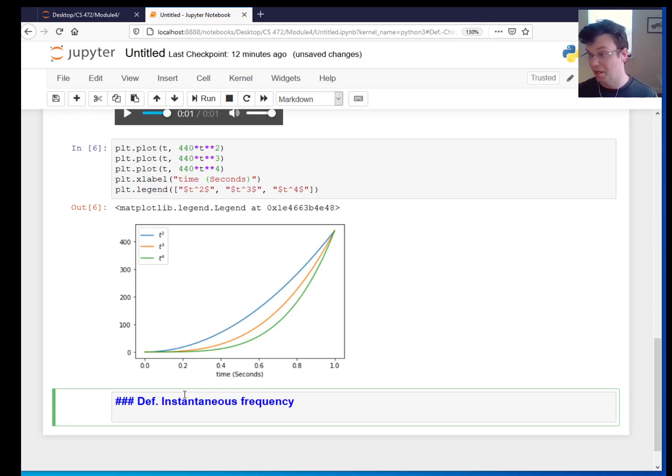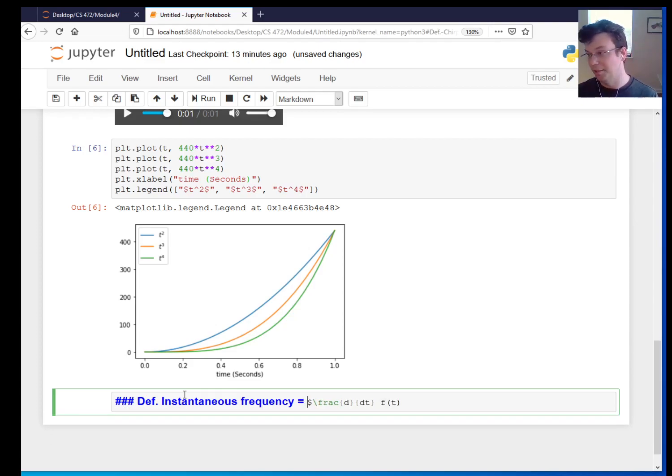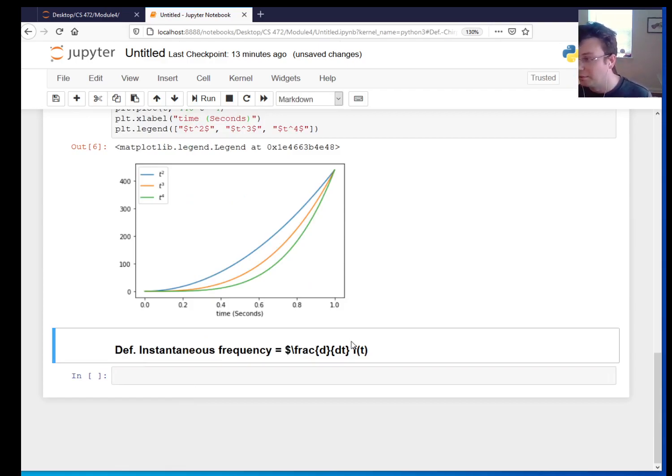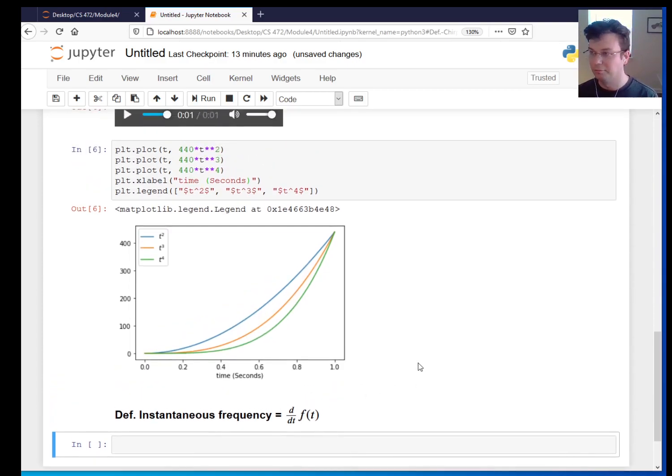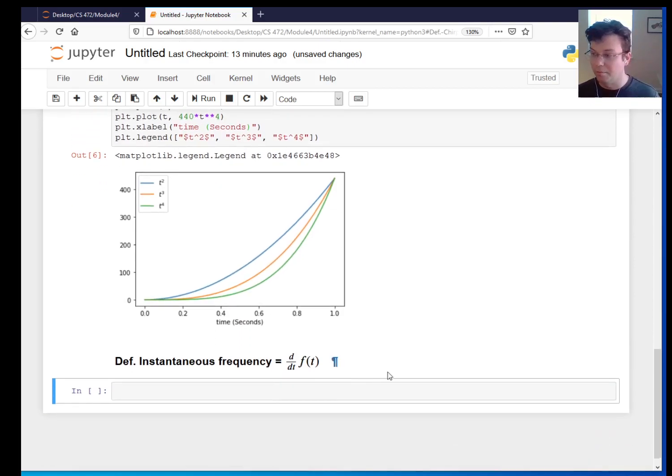And it's simply just the derivative of that function with respect to time. So instantaneous frequency is simply this: the derivative of that function with respect to time. Okay, and so that's actually the frequency that we hear.